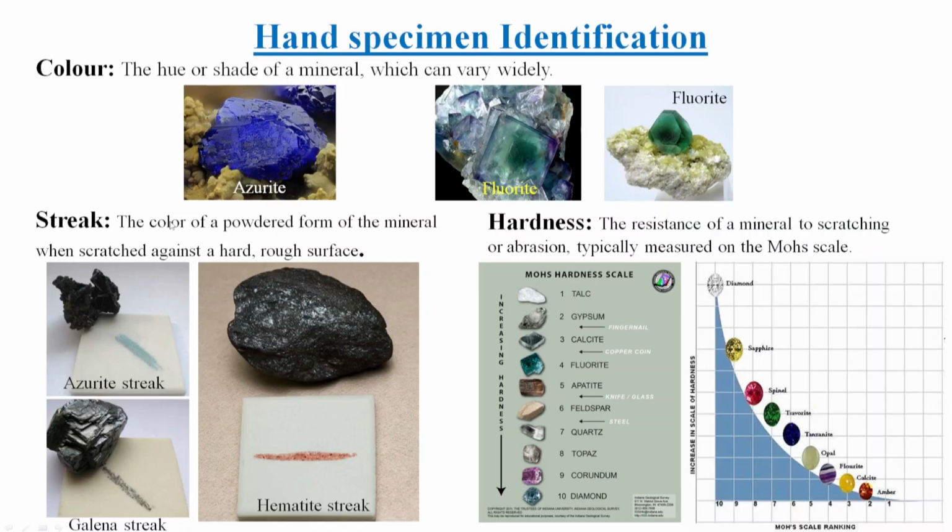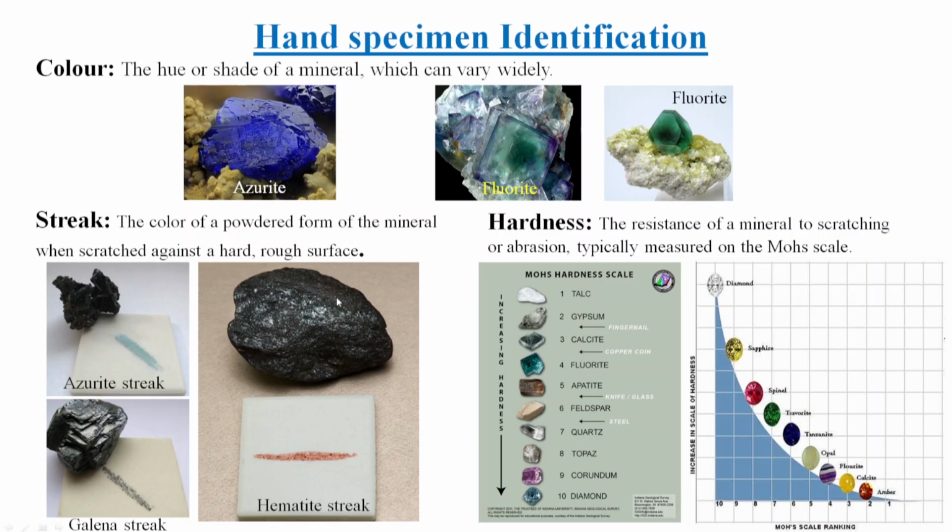Then also the streak, the color of the powder form of a mineral when scratched against a hard or rough surface. For this we generally use a streak plate, which is made up of china clay, and it has a hardness, according to the Mohs scale, of around 6.5. So the minerals which have hardness less than that can be powdered by simply scratching the mineral on the surface of a streak plate. And like that, based on the color of the powder form of the mineral, you can also determine the mineralogy.